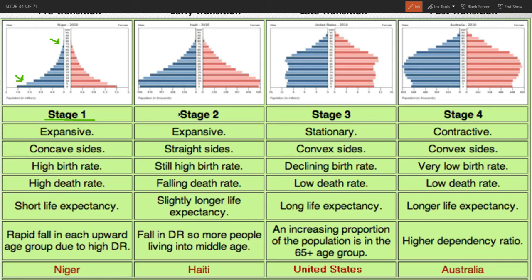As we move through to stage two, our early transition here, we can see that the sides of the pyramid are starting to widen out. So some of the age groups that are younger in a large population are getting older, and due to better medical technology and medicine, they're living to be older. So the sides of this pyramid are going to be wider than the sides of this first pyramid over here, indicating a growing population. Okay, so it's an expansive shape again, but it's more of a growing population.